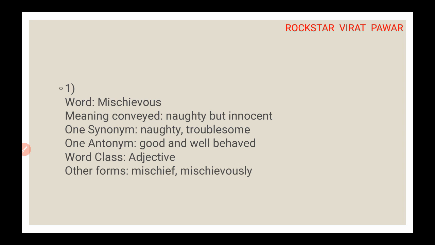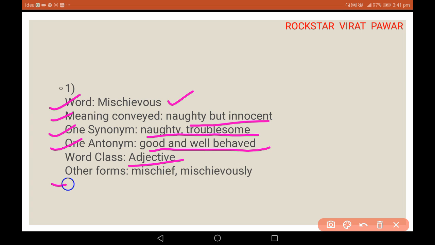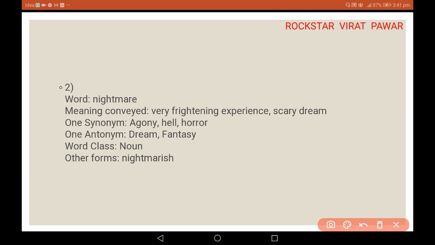The question is like, see, a word is mischief. What will be the meaning conveyed? Naughty but innocent. One synonym is naughty and troublesome. Antonym can be good and well behaved. Word class is adjective. Other forms are mischief and mischievously. You can use a dictionary also for getting such new words, their meanings, their antonyms, and you can also download various types of apps available on the Google Play Store.